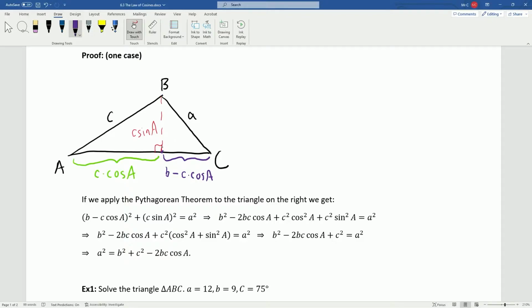And we've said, okay, well, what do we know about this? Well, we know that sine of A equals my height here divided by c, right? So sine of A equals the height divided by c. So that height, if I multiply c across, is c times sine of A.